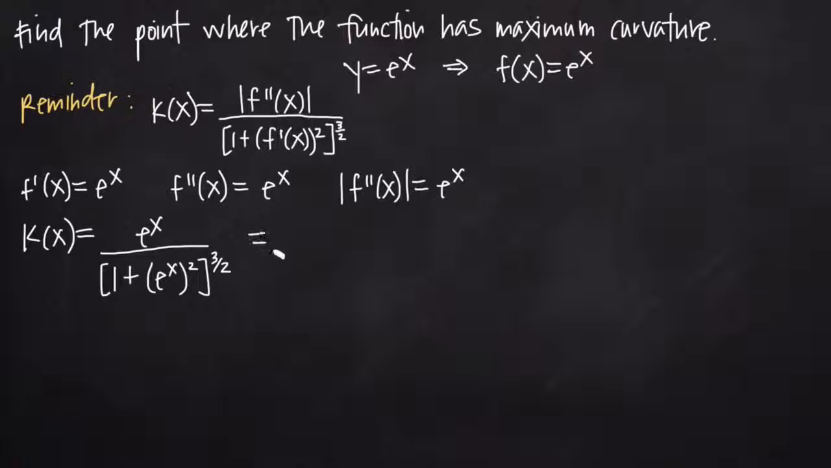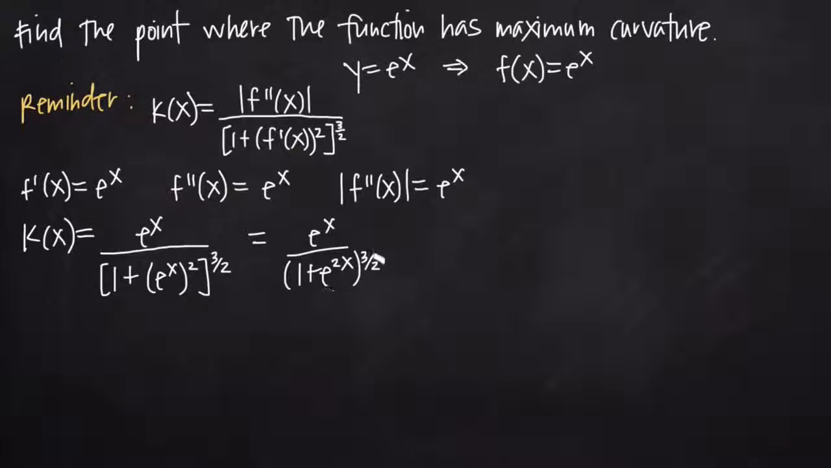So when we simplify here, we need to simplify our denominator. E to the x squared is just going to give us e to the 2x. So we'll have e to the x over quantity 1 plus e to the 2x raised to the 3/2. Now we can't really simplify any further, so we'll go ahead and leave this as our curvature function.